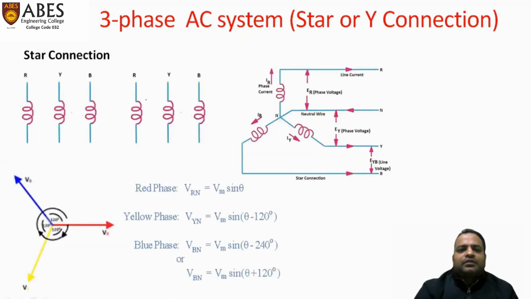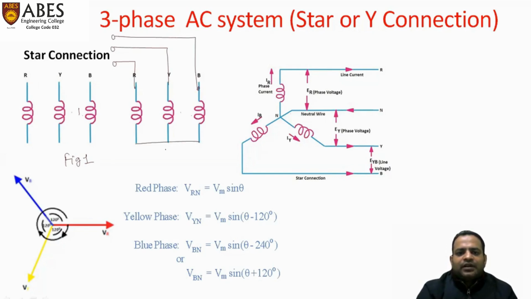Now, we have three phases R, Y, B in figure number 1. If we have three-phase power and we connect one end of these three phases to the supply, and the other ends are joined together and given the name neutral point, such a connection is called star connection. This is figure number 2, the look of a star connection.